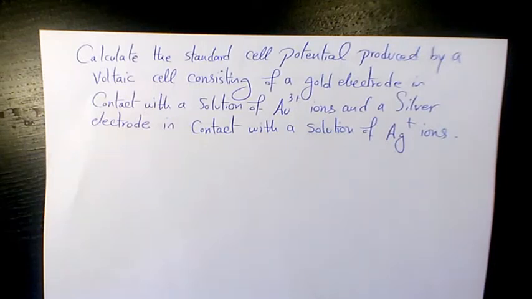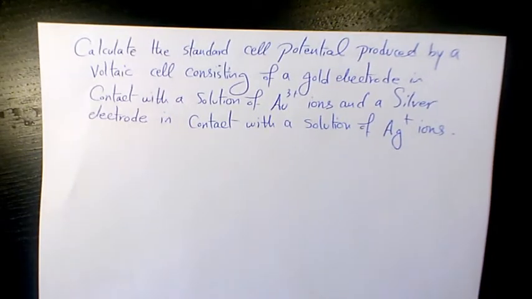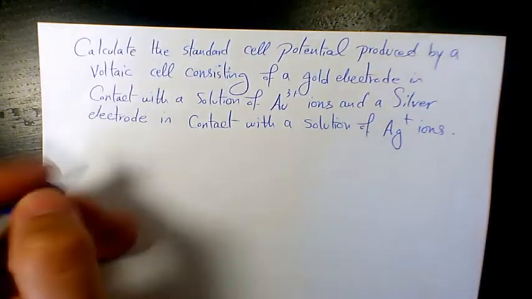Calculate the standard cell potential produced by a voltaic cell consisting of a gold electrode in contact with a solution of gold ions and a silver electrode in contact with solution of silver ions. So on one side we are dealing with gold, on the other side silver. Interesting. First of all, we need to write down the two half reactions, one for gold, one for silver.